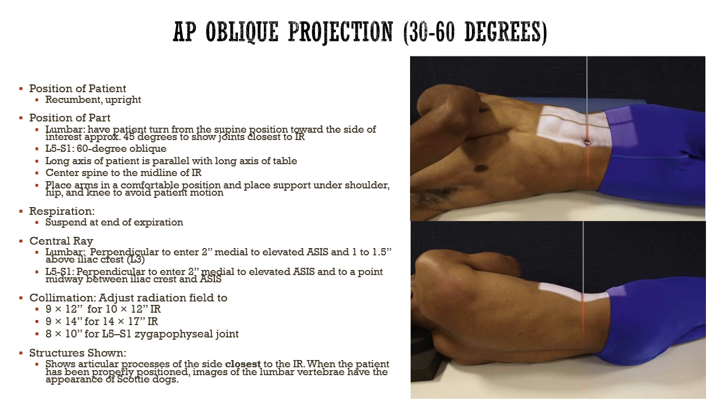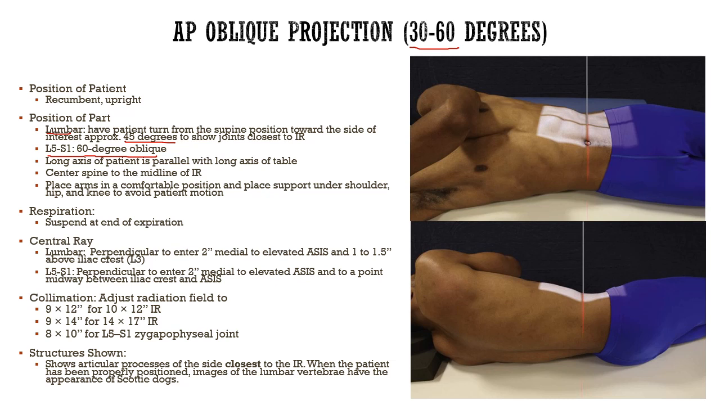Oblique projections. The AP oblique projections are performed at 30 to 60-degree obliques. The patient should be recumbent or upright. For the lumbar spine, we're going to have the patient turn from the supine position toward the side of interest approximately 45 degrees. Technically, L1 would be about 30 degrees, and then L5-S1 would be a 60-degree oblique. The long axis of the patient is parallel with the long axis of the table. You want to center the spine to the midline of the image receptor.